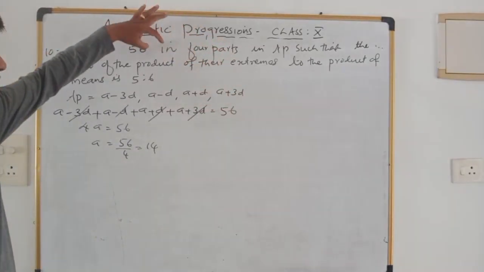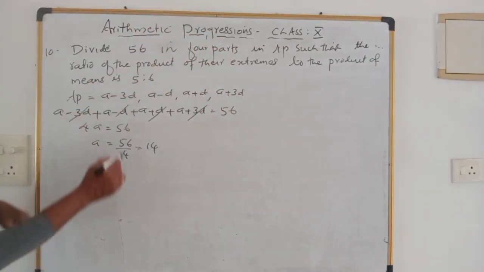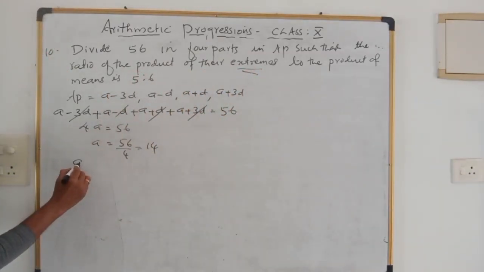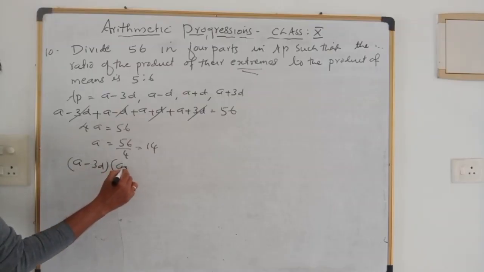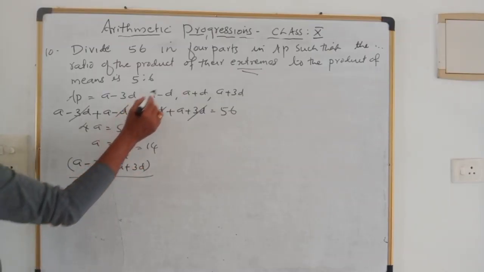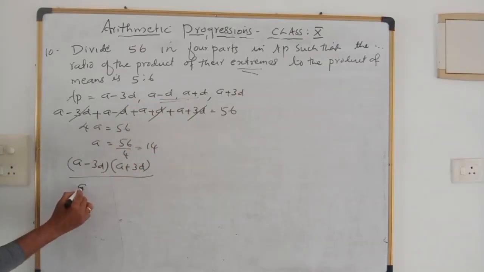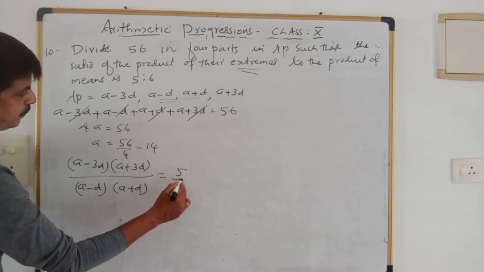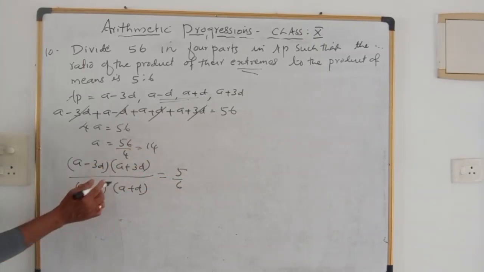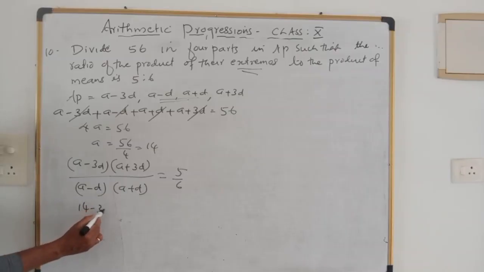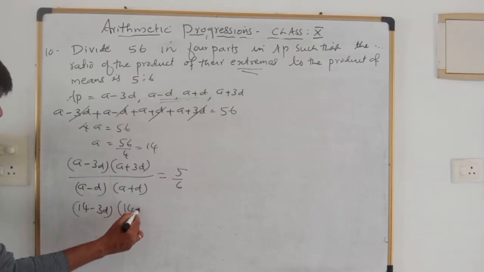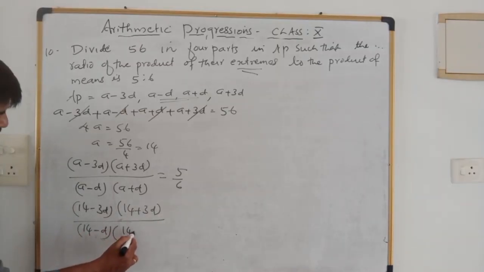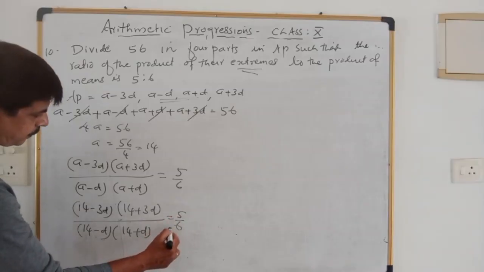Again, we are given the ratio of the product of their extremes. How will you find the ratio? Product of their extremes, extreme means first and last, first and last product, divided by means. Means means the middle numbers, these two: a minus d into a plus d, equal to, we are given, 5 by 6. Now we can replace a by 14. 14 minus 3d into 14 plus 3d divided by 14 minus d into 14 plus d is equal to 5 by 6.